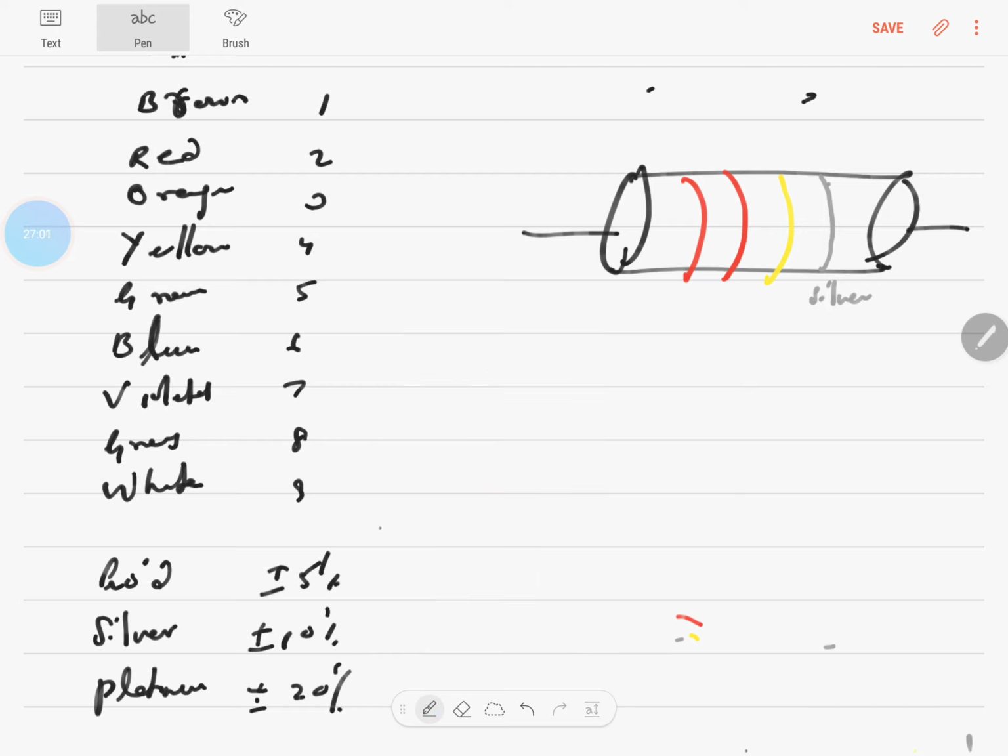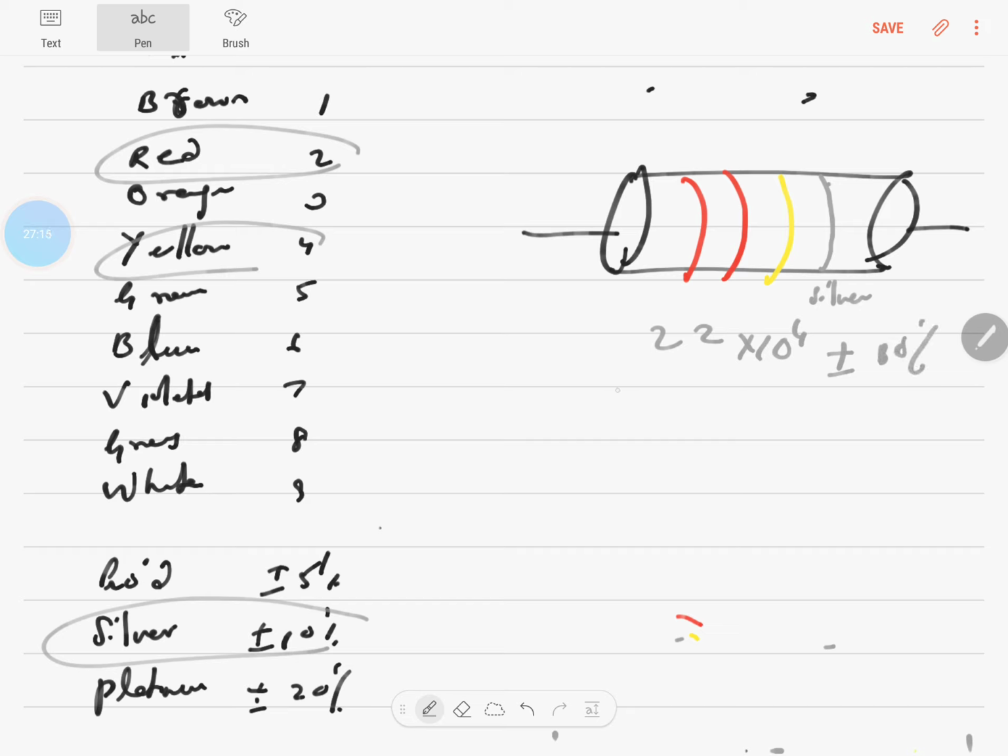Red stands for 2. Another red stands for 2. So 22 from this. The third color stands for the power of 10, and yellow is 4. And silver stands for the error, which is plus or minus 10%. So this is how we identify the value of carbon resistors. Let me figure out some more examples of this.